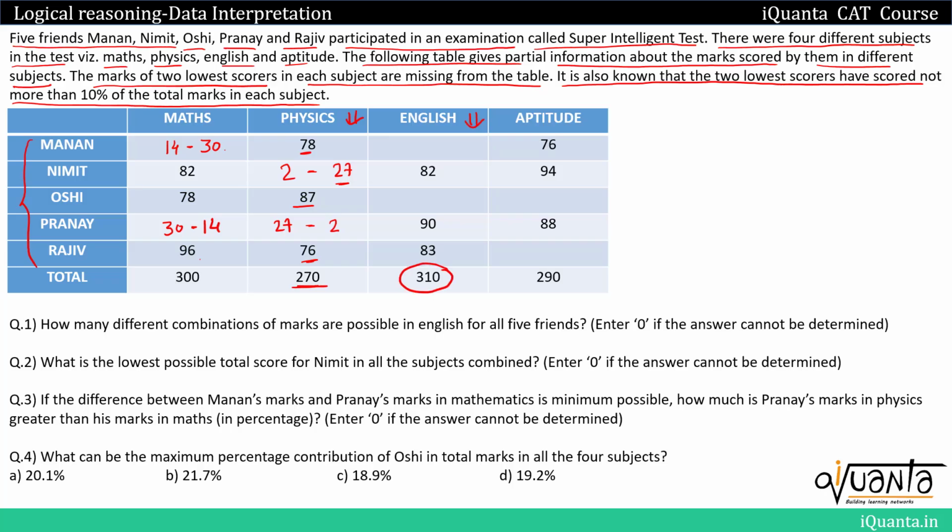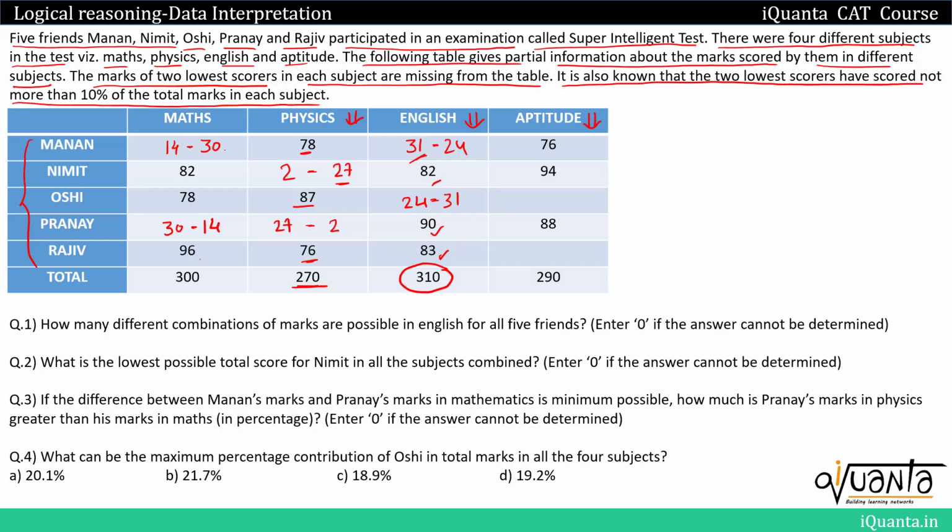Similarly, for English, we have total as 310. The lowest scorers can score maximum 10% of 310, which is 31. So if I assign maximum 31 marks to Manan in English, in that case, what will be the score of Oshi in English? See, 31 plus 82 is 113 plus 90, 203 plus 83, 286. So that means 24. In that case, Oshi will be scoring 24. And similarly, if Oshi scores maximum 31, Manan will be scoring 24.